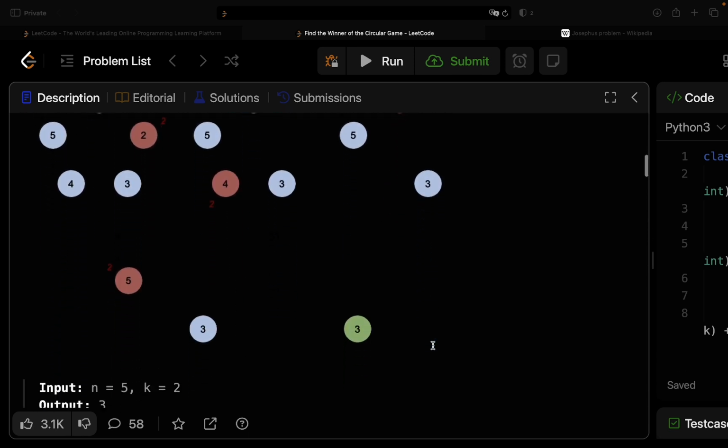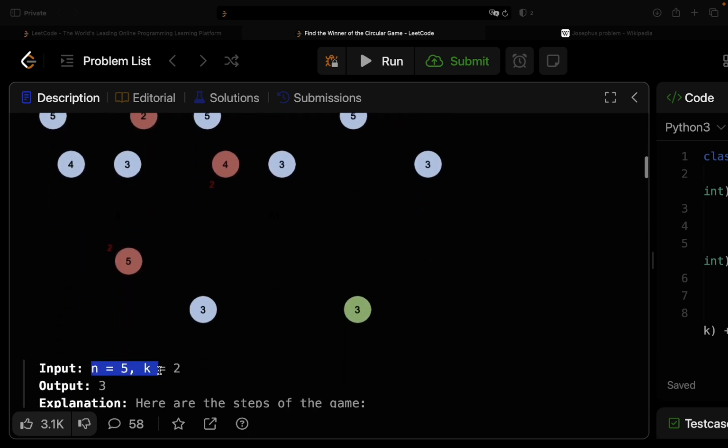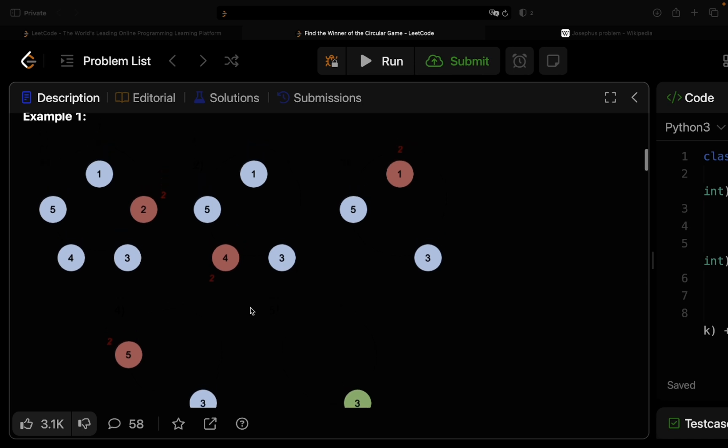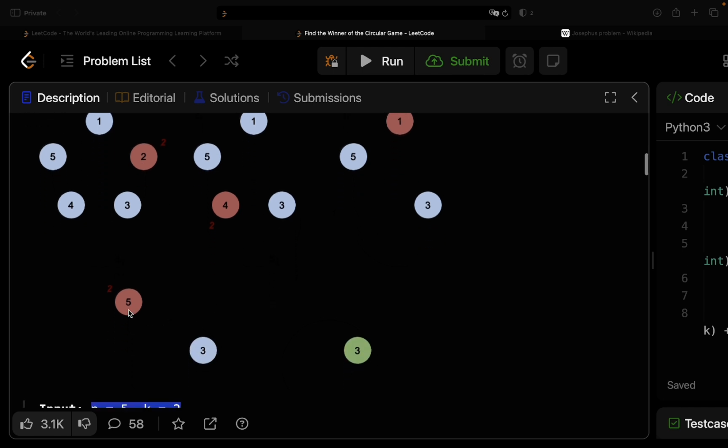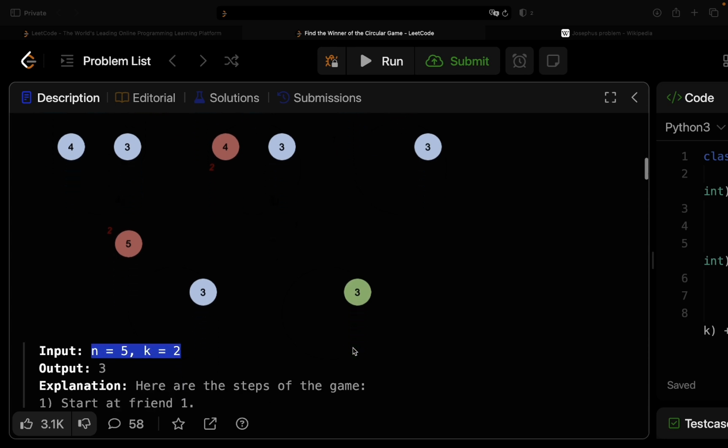In example 1, we have n equal to 5 and k equal to 2. Starting from the first friend, since k equals 2, the second friend gets eliminated. Since we start at friend 3, the next friend to be eliminated will be 4. If 4 is eliminated, we start counting from 5 and 1 will be eliminated, and so on and so forth. Then at the end, you are left with friend 3. So the answer is 3.